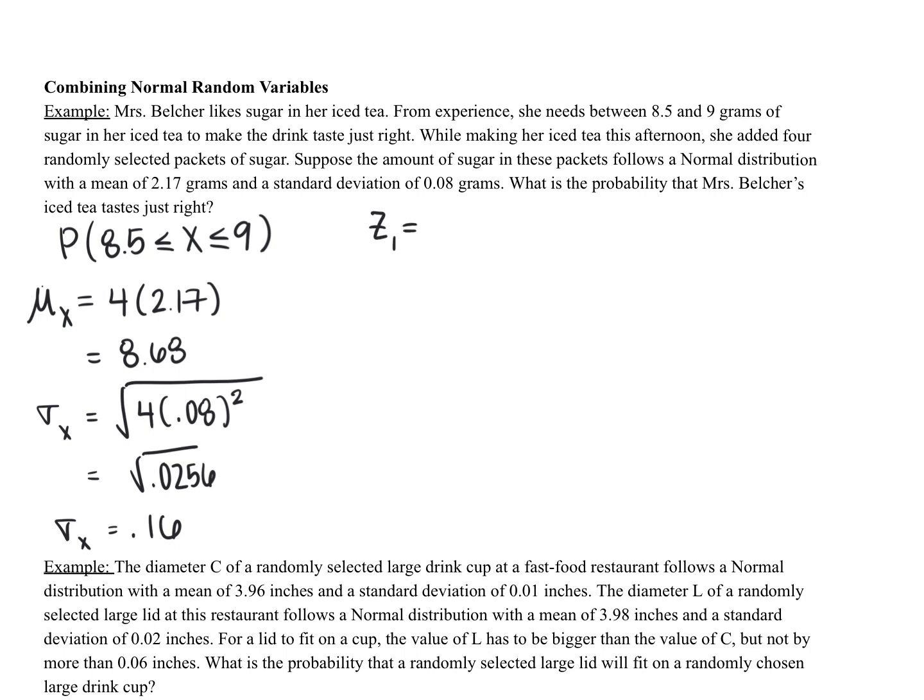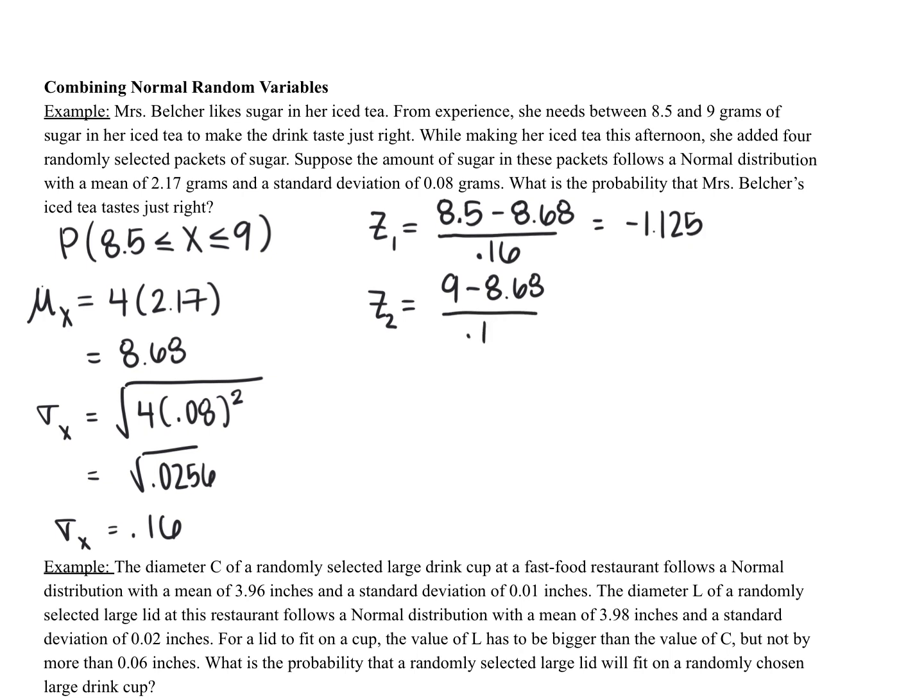So my first z-score is going to be 8.5 minus 8.68 over 0.16, which is going to be negative 1.125. My second z-score, we're going to do 9 minus 8.68 over 0.16, and we're going to get 2.